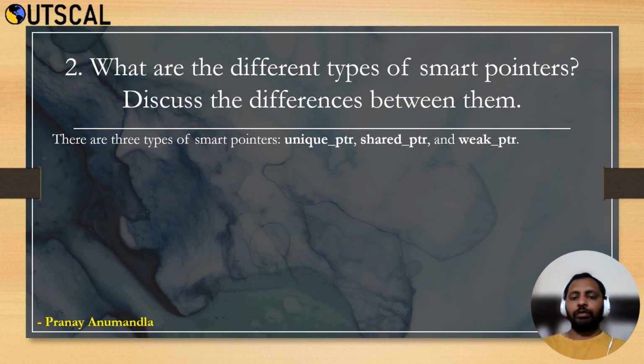Shared pointer. A shared pointer is a pointer which allows other pointers to point to the object which it is already pointing to. If a shared pointer is pointing to an object, it allows other pointers to point to the same object, and it works on a reference mechanism. It keeps track of how many pointers are referring to the object, and it can be copied. A shared pointer can be copied.